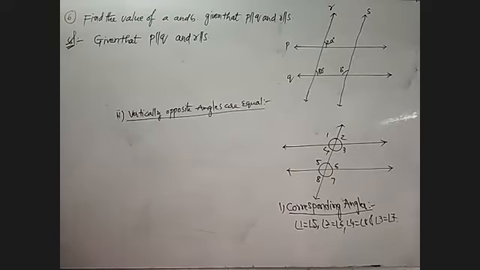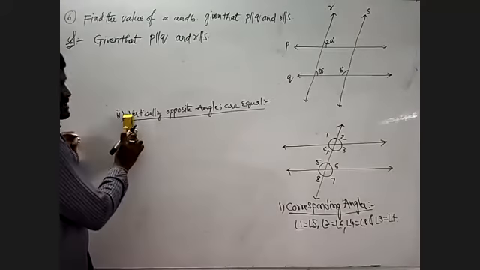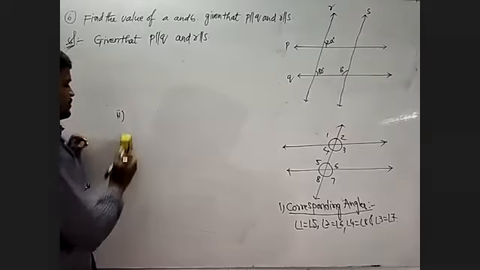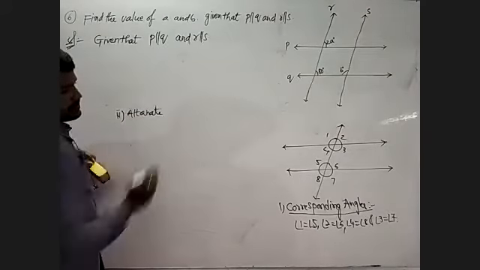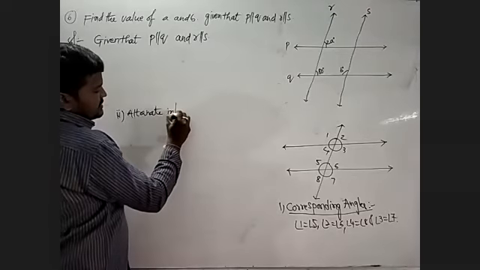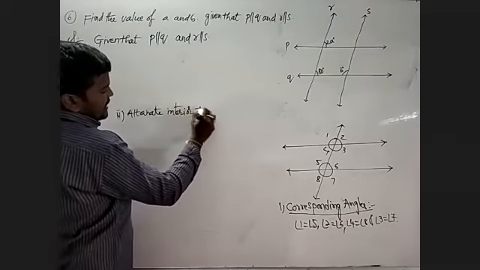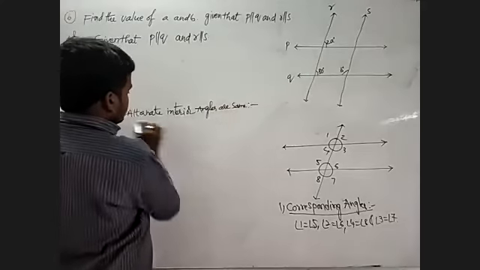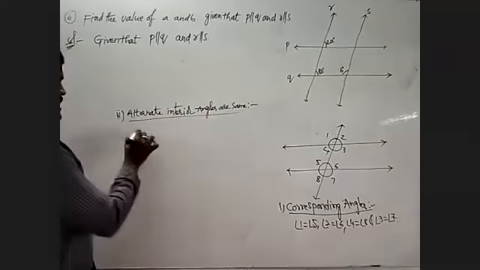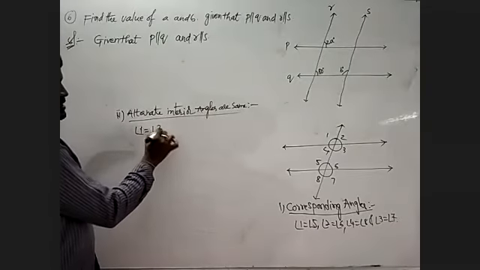Vertically opposite angles are equal. Alternate interior or alternate exterior angles, right? That is also same. Alternate interior angles are same. That is what we will write. Angle 1 is equal to angle 3.